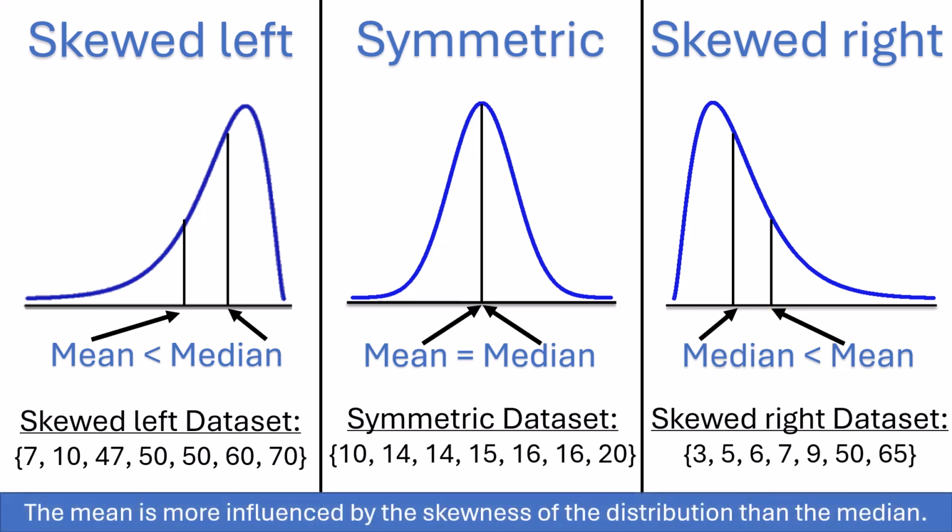The mean is much more influenced by the skewness of a distribution than the median. So the way I remember this is the mean is going to be in the direction of the skewness. So if the mean is greater than the median, then you have a skewed right distribution, and if the mean is less than the median, then you have a skewed left distribution.